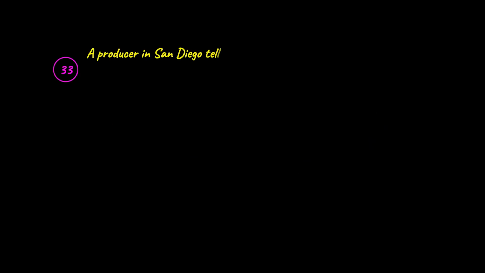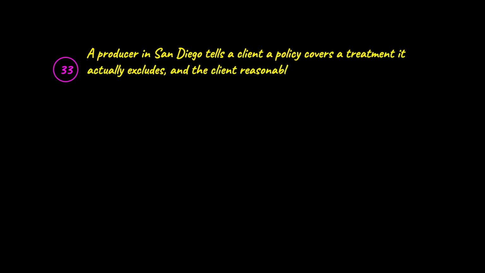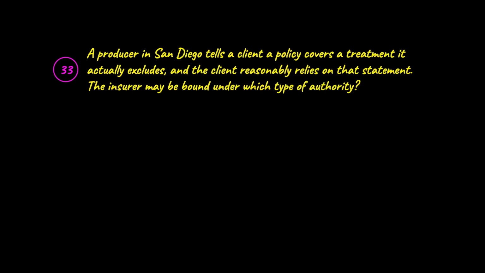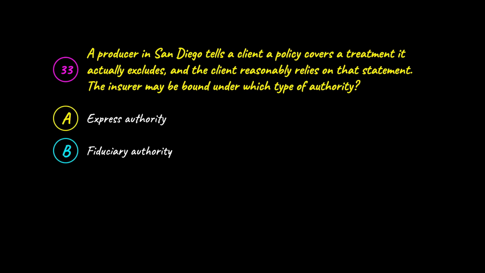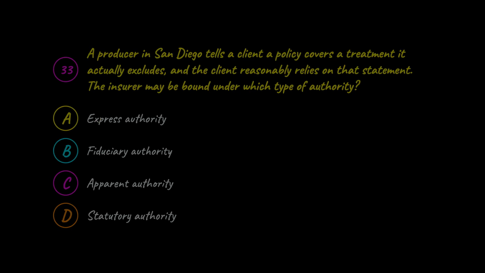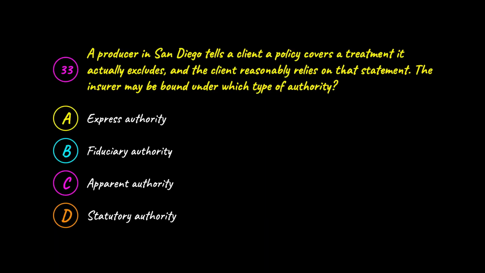Question 33. A producer in San Diego tells a client a policy covers a treatment it actually excludes, and the client reasonably relies on that statement. The insurer may be bound under which type of authority? Your options are A. Express authority, B. Fiduciary authority, C. Apparent authority, D. Statutory authority. Which one is it? Pause the video if you need more time.